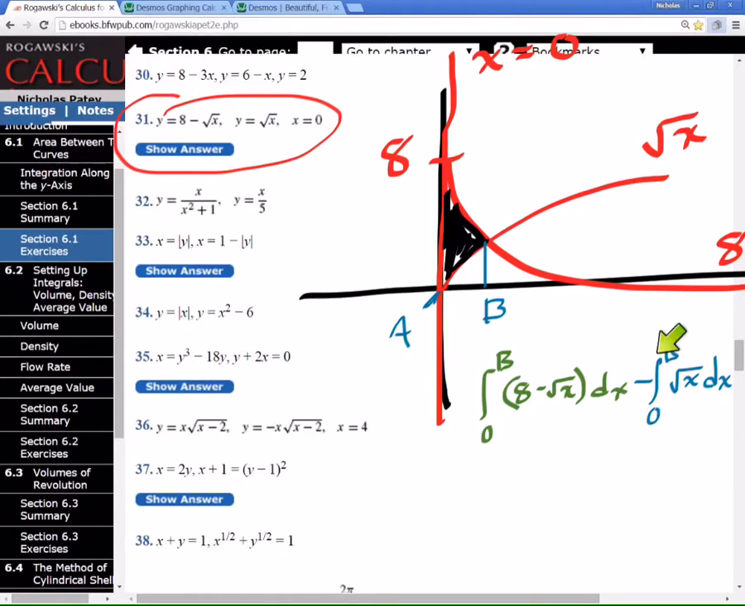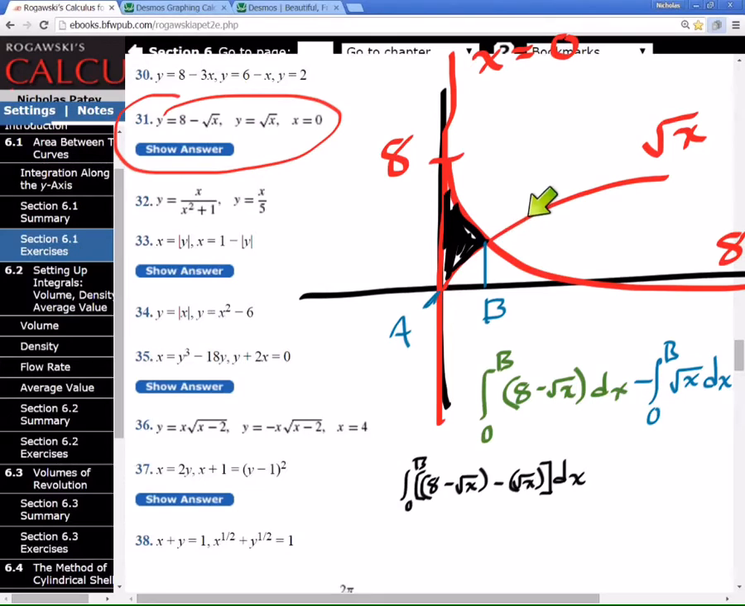And so once we subtract those two, we get the area left over, which is the black area, which is what we're looking for. So we have from 0 to b, which we have to find right now, of 8 minus square root of x, and we're going to subtract from that the square root of x, all with respect to x. Okay, now let's find that b really fast.